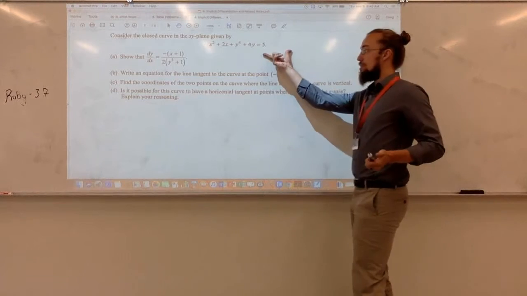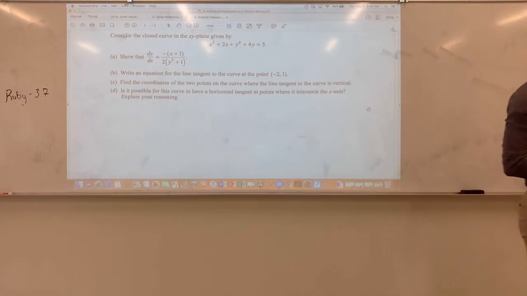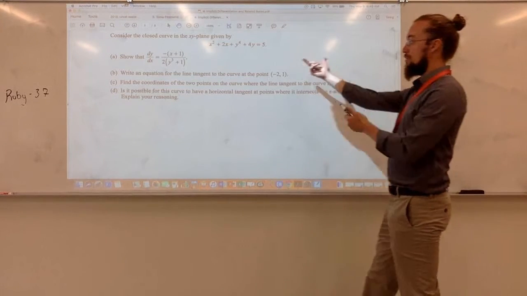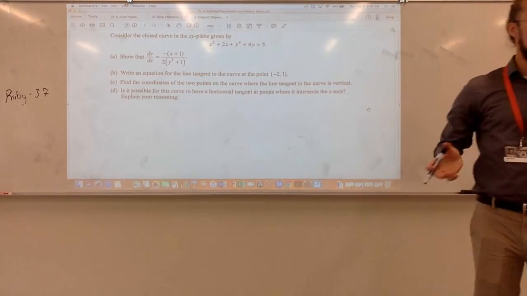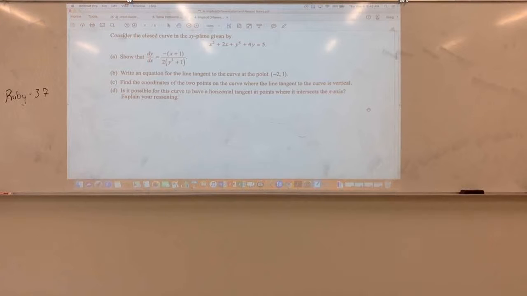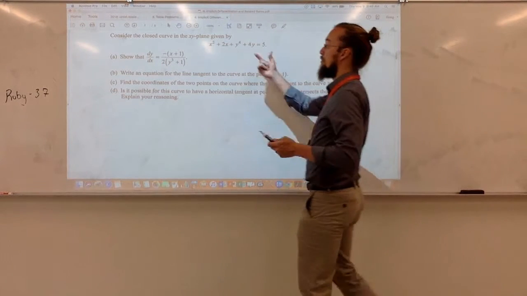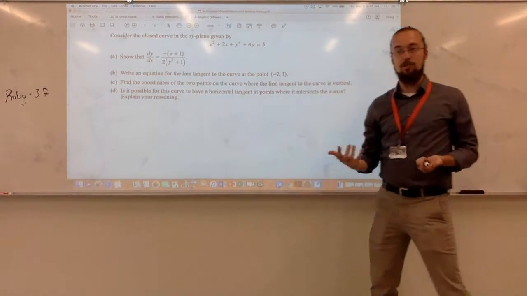So we looked at a decent number of these types of problems when we did implicit differentiation. Given a function that's in terms of x's and y's, part A is usually find the derivative, right? Find dy/dx. And a lot of times they even give you the answer. You just have to provide the work to get to the answer.